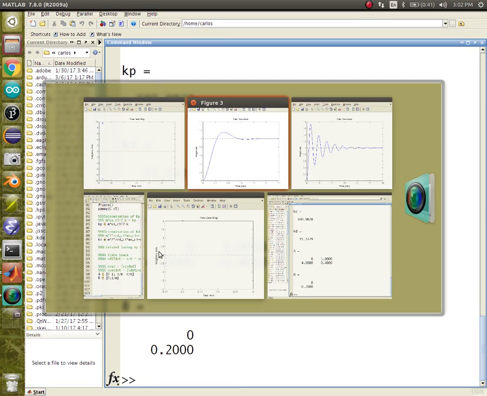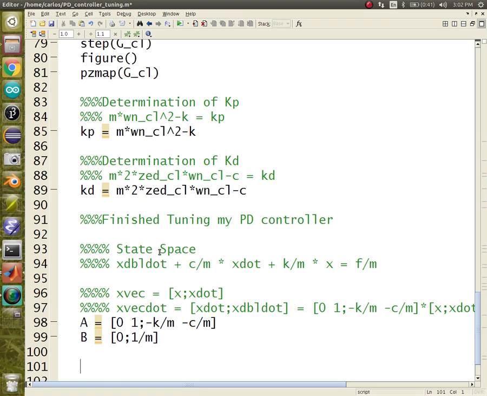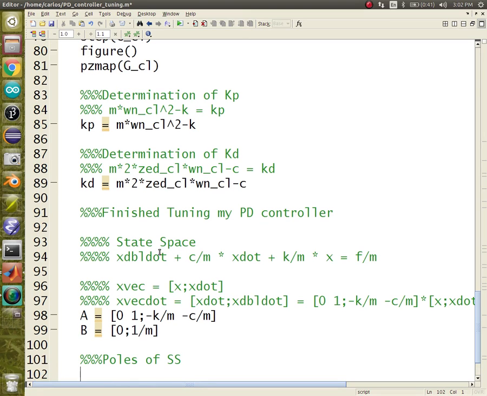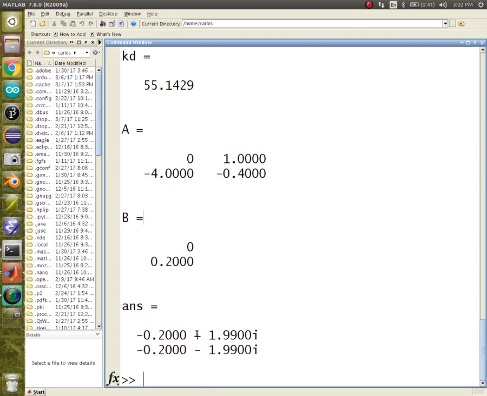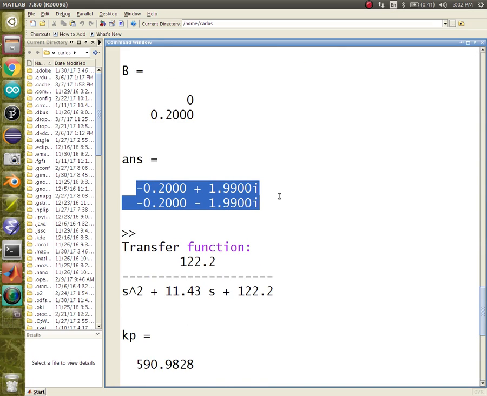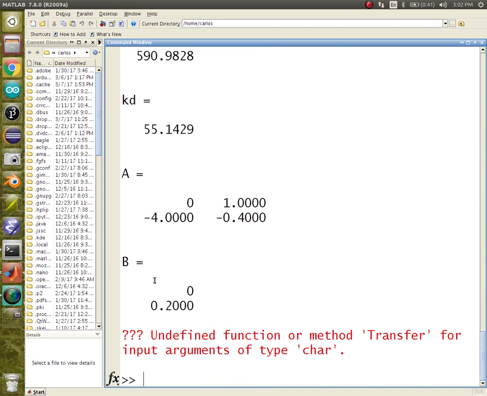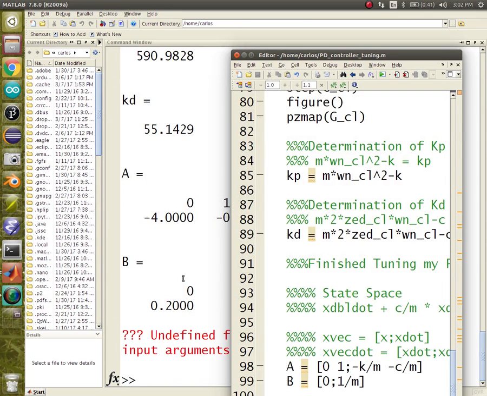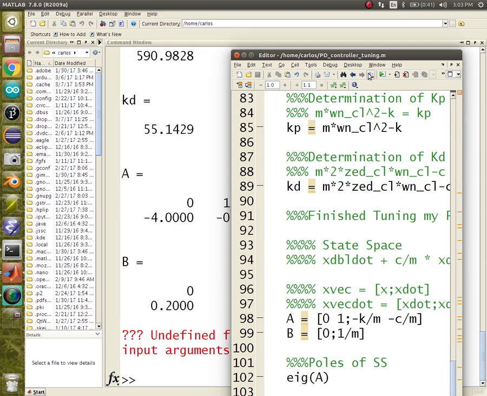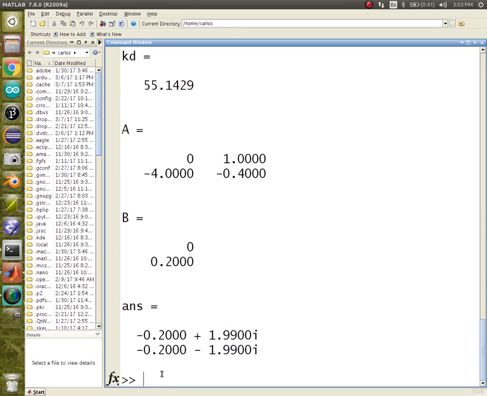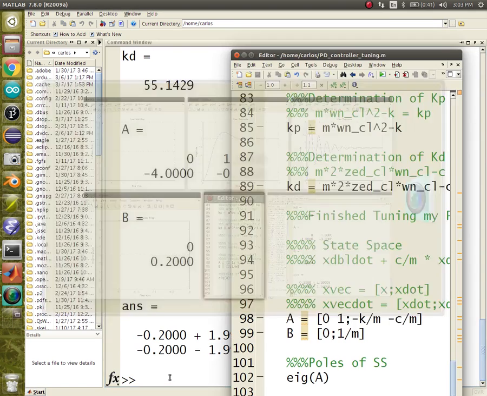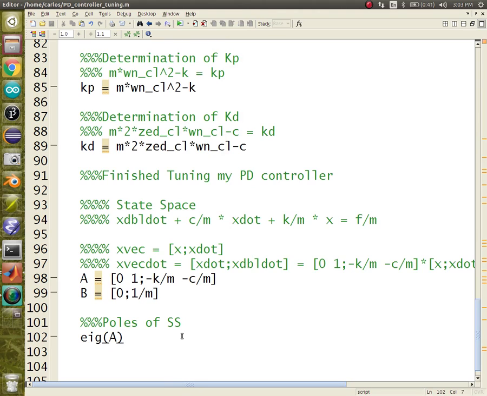What's neat about state space is that if you want the poles, you just take the eigenvalues of A. There are my open loop eigenvalues, which are my poles. If we scroll up, these are the same as, where did they go? What just happened? There we go, I don't know what happened. There it is, right there. This is the same as the ones I saw up there. Okay, so now let's simulate this.